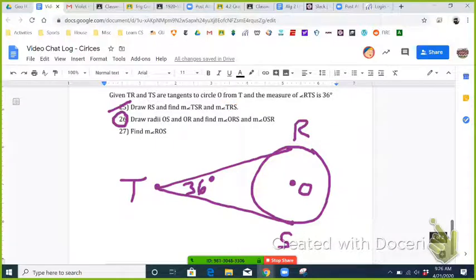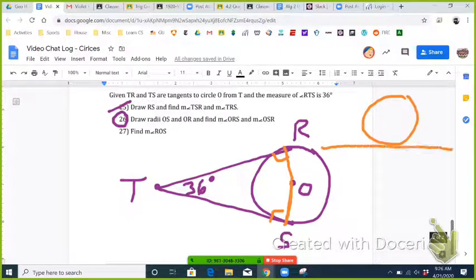Now for 36, it says draw radii OS and OR. Before I even read further, when you draw a radius to a tangent line, it's always going to form a right angle. So imagine a tire on a road. Where that tire hits the road, you would go straight up to the center of the tire, and that radius would always form a right angle with the road.